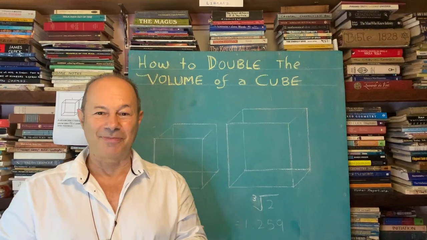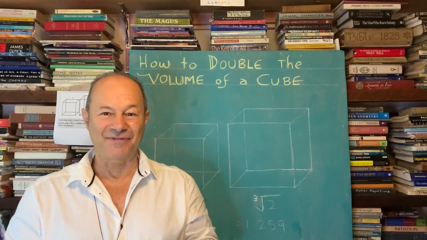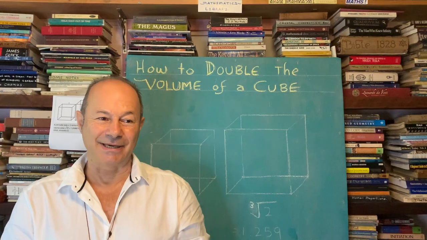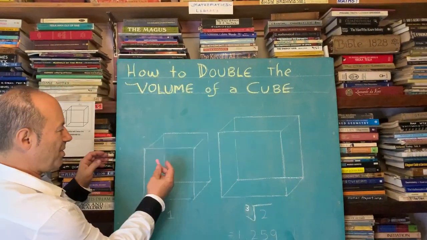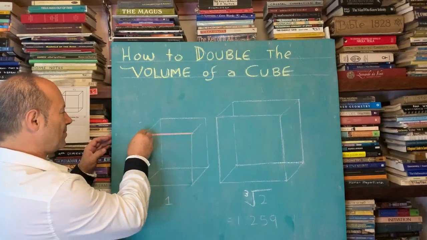There was an ancient problem 2,500 years ago in our antiquity. There was a puzzle: how to double the cube. So this is called a unit cube.